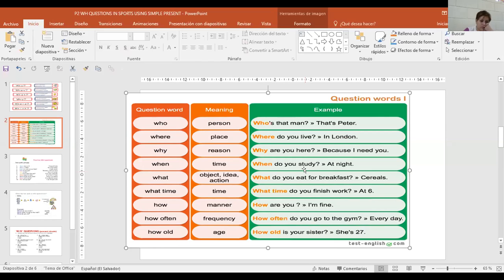Aunque literalmente parecería que tiene sentido cuántos años tiene, pero en inglés no se dice así, se dice how old are you? ¿Cuántos años tienes tú? Todo el tiempo para preguntar la edad vamos a decir how old are you? ¿Cuántos años tiene usted? O, como en el ejemplo, how old is your sister? ¿Cuántos años tiene su hermana?